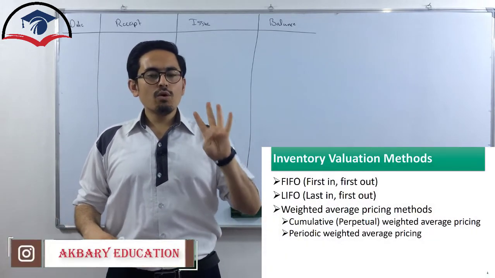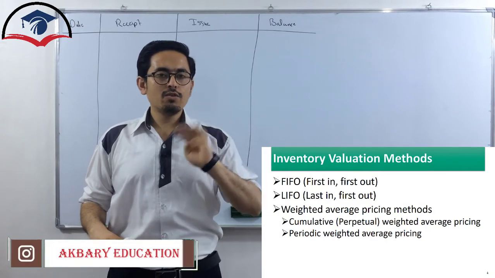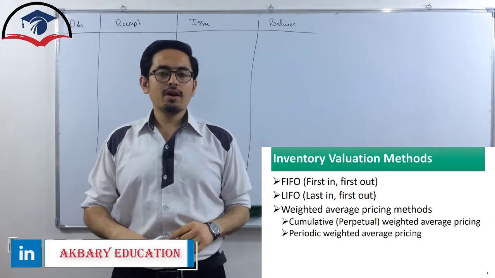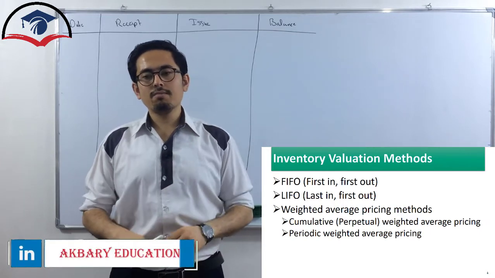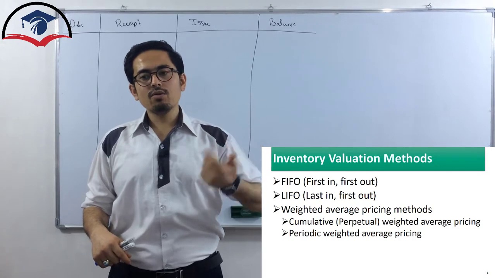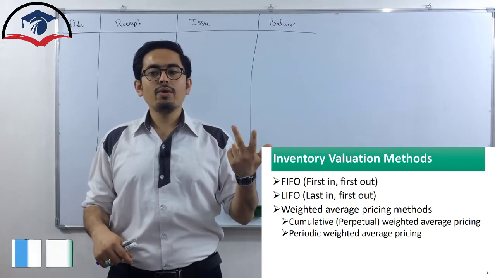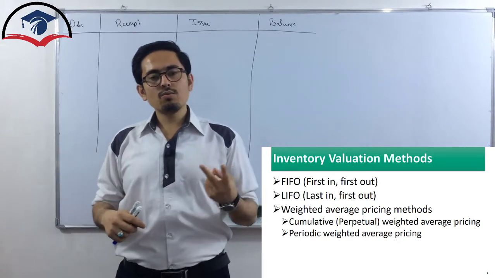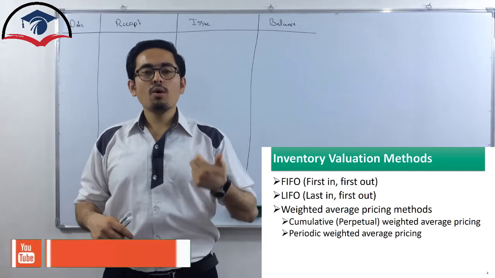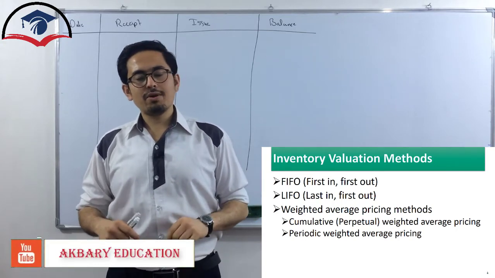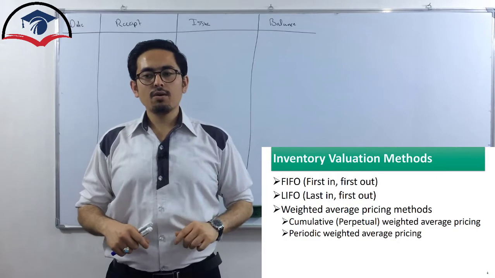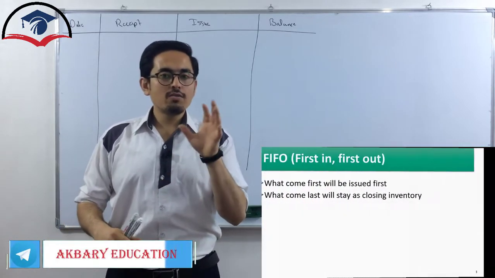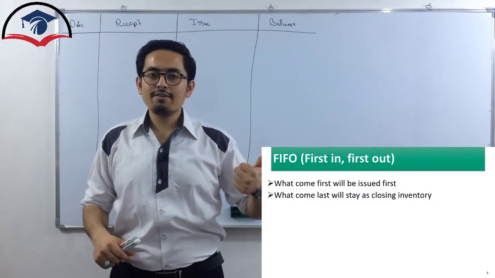We have four general inventory valuation methods which are mostly and widely applicable. Probably there are more, but these four are more applicable. One is FIFO, then LIFO, and the third one is the weighted average pricing method, which is subdivided into two more categories: the cumulative or perpetual weighted average pricing method and the periodic weighted average pricing. Let's go to the part we will cover in this video, which is FIFO.